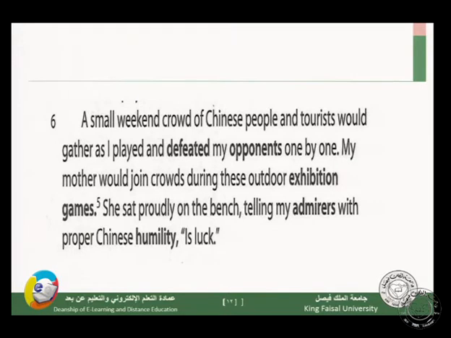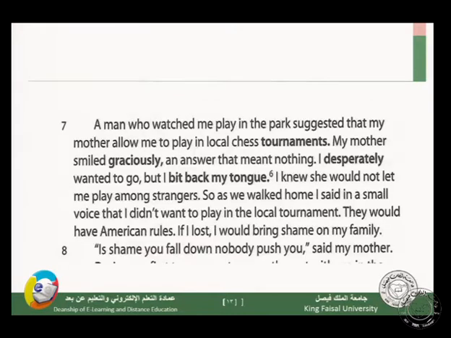A small weekend crowd of Chinese people and tourists would gather as I played and defeated my opponents one by one. My mother would join crowds during these outdoor games. She sat proudly on the bench, telling my admirers, with proper Chinese humility, "Is luck." A man who watched me play in the park suggested that my mother allow me to play in local chess tournaments. My mother smiled graciously and answered that it meant nothing.